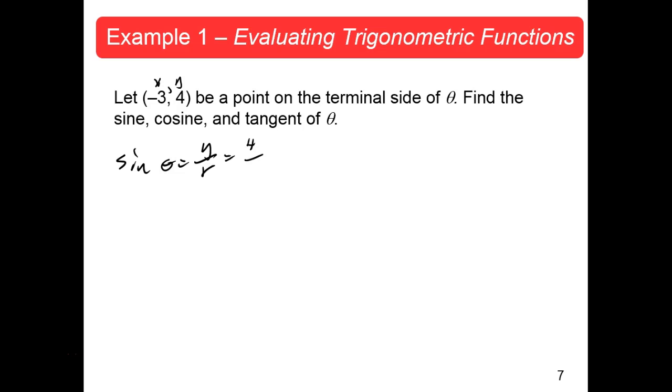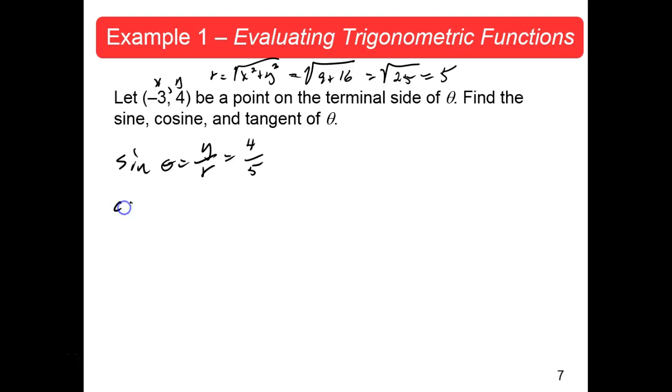What's r? This is the 17th letter in the alphabet. No. What is r? I just made that up. It's the square root of x squared plus y squared. You're absolutely right. This is what r is. And that would be the square root of 9 plus 16, which is the square root of 25, which is 5. Plus or minus 5? Always positive, always positive. So this will be 5. So there we found what the sine is.